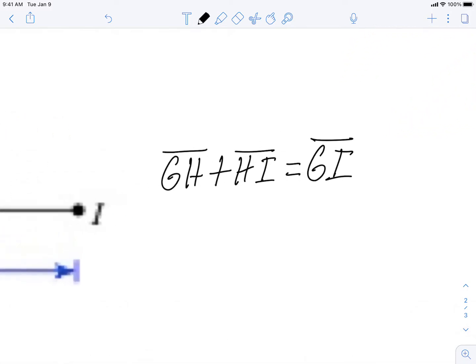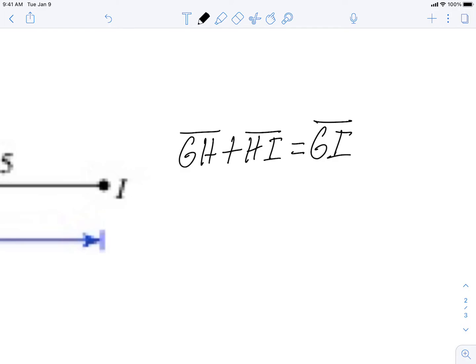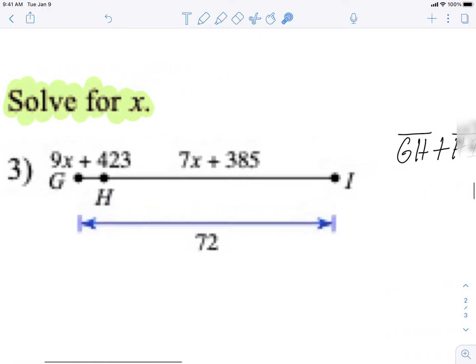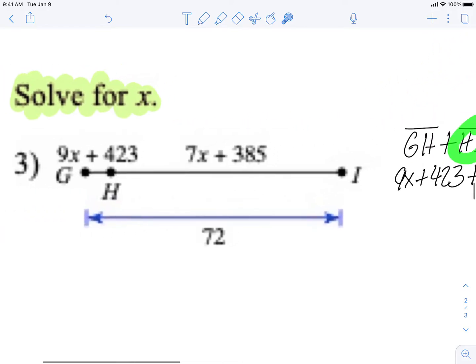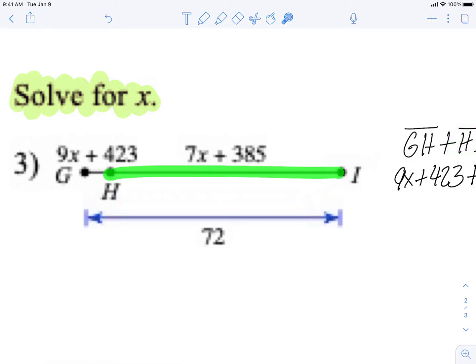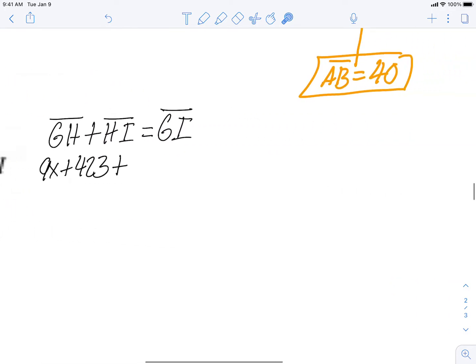Look at that. That's our setup, right? So let's find out what GH is. Let's go back to our sketch here. G to H is 9x plus 423. So 9x plus 423 plus HI. Let's see, HI is from here to here: 7x plus 385. 7x plus 385 is equal to GI.